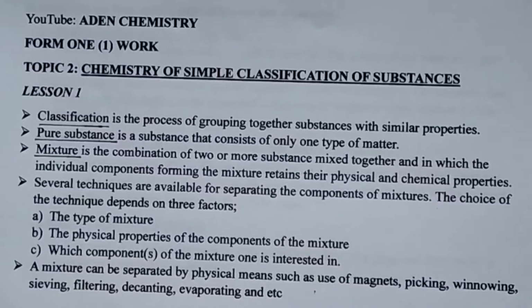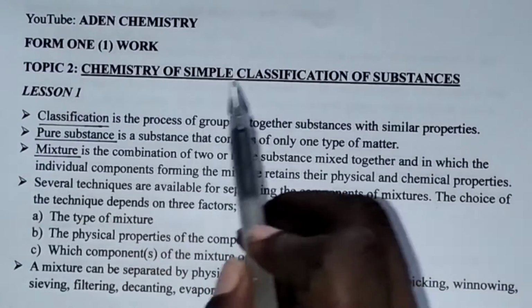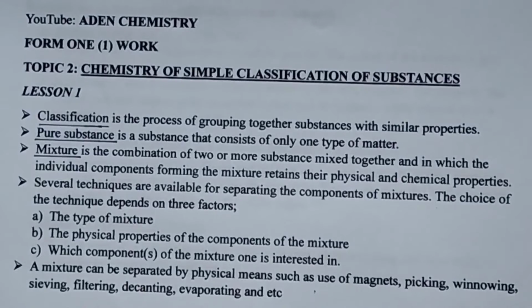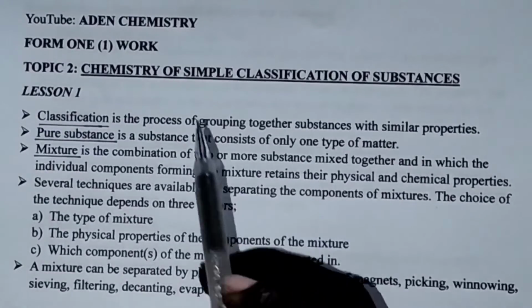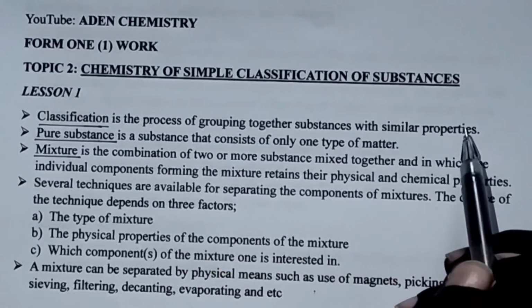Hello students, welcome. Today, Form 1, we want to do Topic 2, Chemistry of Symbol: Classification of Substances, Lesson 1. Let's start first of all by defining classification. What is classification? Classification is the process of grouping together substances with similar properties.